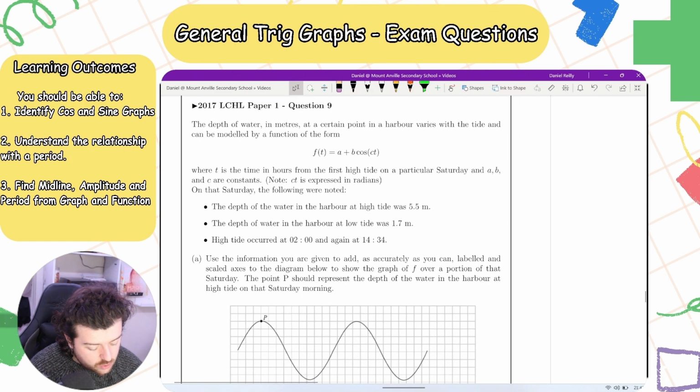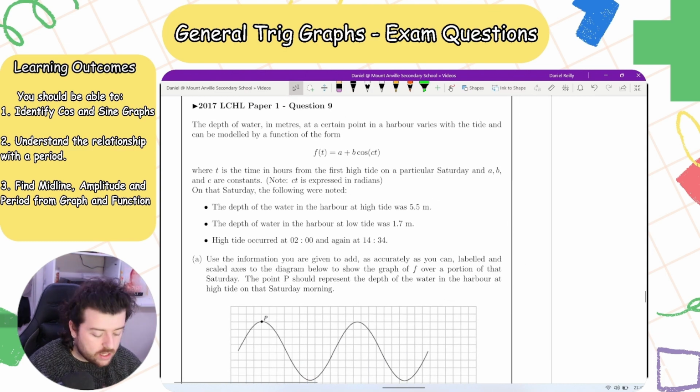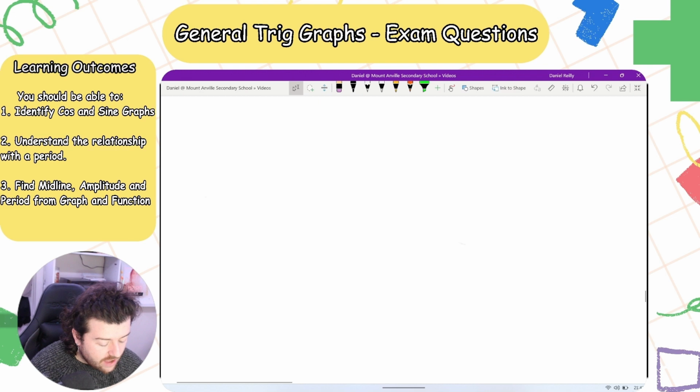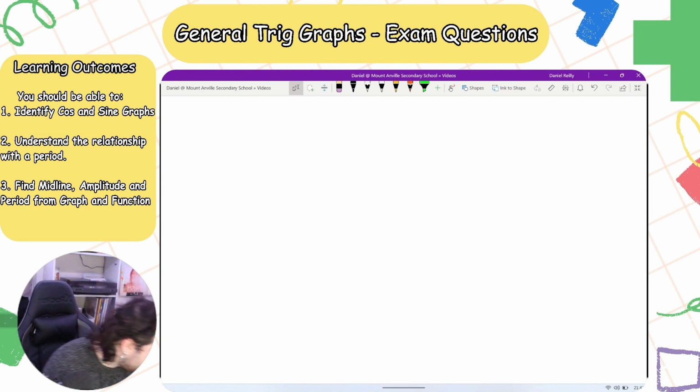Right. Let's look at this one now. This is a 2017 question. This is a bit of a tricky one. This one is a word problem where they gave us all the information and we need to be able to decipher the function from it.